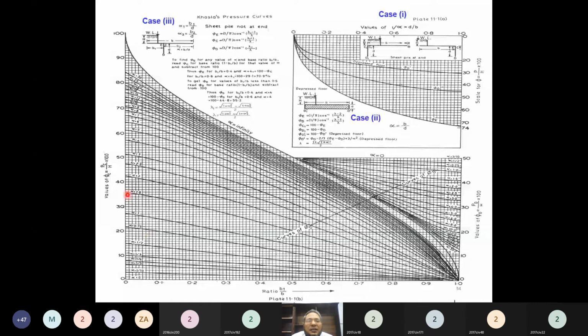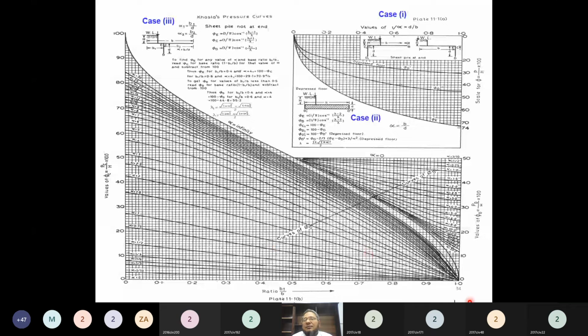For any value of alpha, where it intersects, you just go left and you can find the percentage of the capital H, that is the uplift pressure, which is occurring here on this point E, D, or C, okay? So this is how you can find the uplift pressure by using the Khosla's curves.